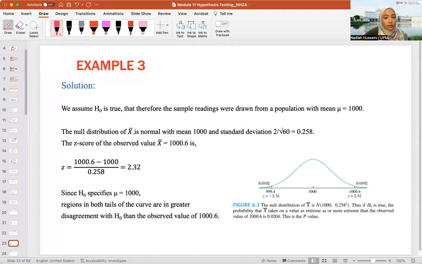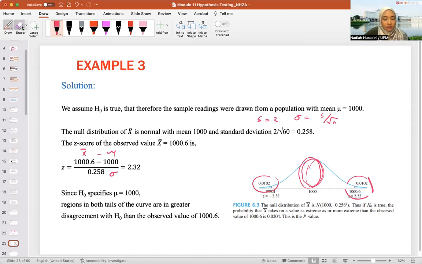So the null distribution of our sample mean is a normal distribution with a mean of 1,000 and a standard deviation of this guy, because our S is 2. Therefore, this is going to be our normal distribution standard deviation. So the z-score of the observed sample mean 1,000.6 is, so we use our z-score. This is the sample mean minus the population mean divided by the standard deviation of your normal distribution. Since our null hypothesis specifies that mu is 1,000, meaning to say this region, we know that we're looking at this side and this side.